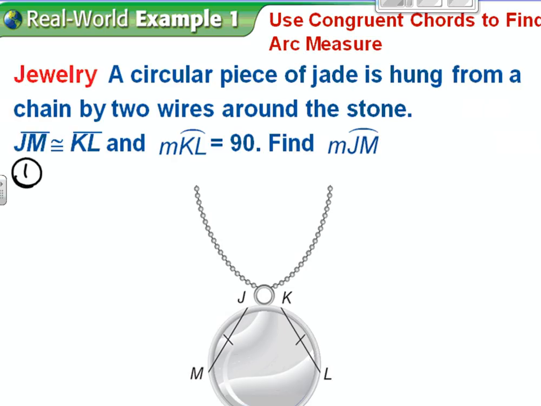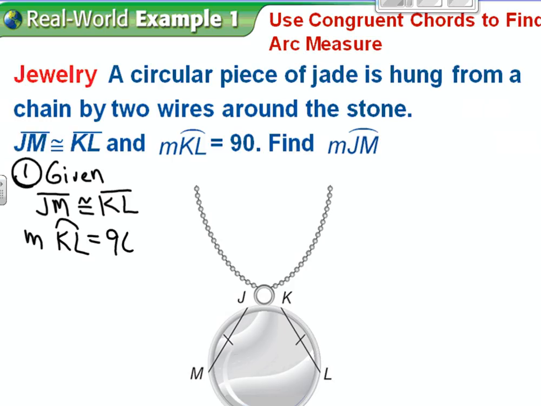For number 1, I'll read it to you. It says jewelry. A circular piece of jade is hung from a chain by 2 wires around a stone. Our given information is that segment JM is congruent to segment KL, and the measure of arc KL is 90, and then we have to find the measure of arc JM. So I'm going to write: given segment JM is congruent to segment KL, and the measure of arc KL is equal to 90. And then I'm just going to write: find the measure of arc JM.